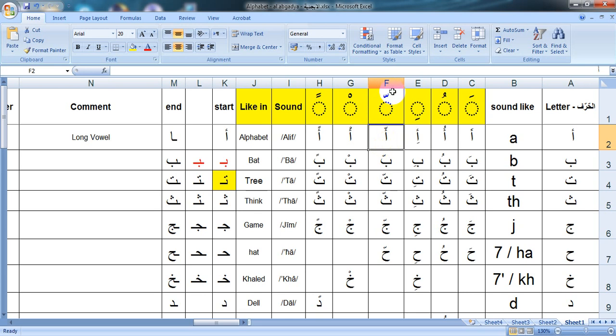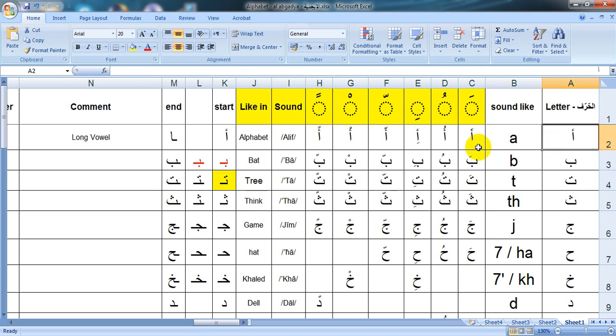Then the shadda, which is this above W, which makes us say the sound of the letter twice. Then the sukoon, this top O, which makes us say the plain sound, without any additions. And the last one is tanween, which is two dashes on top of the letter, which makes us say the un sound, and usually it comes at the end of the word. Okay, those are not all the vowels, they are the most important and the most used. So let's see how they work.